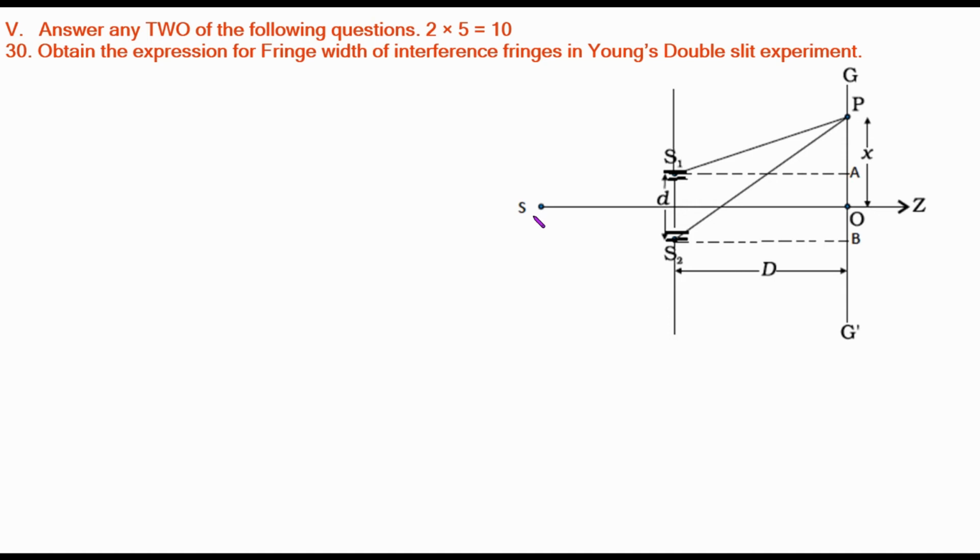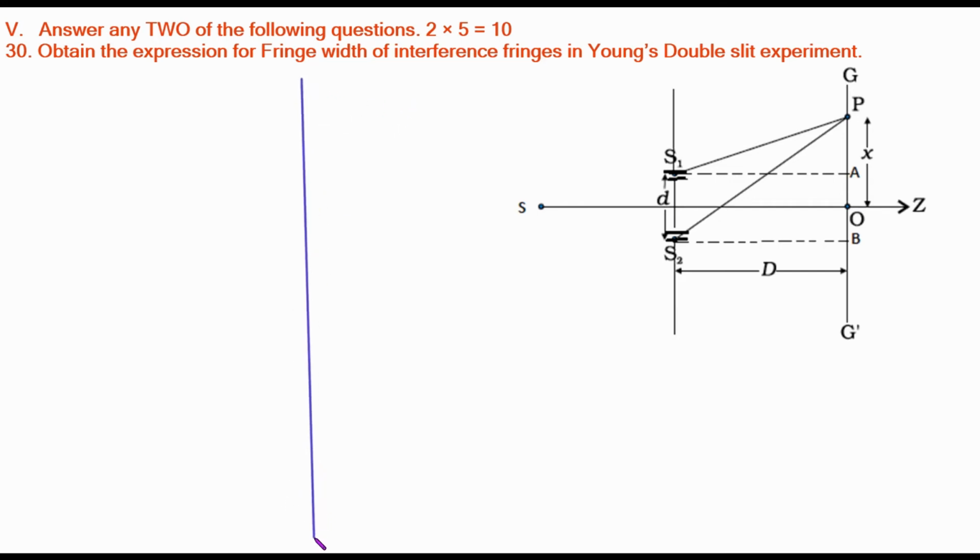Consider a source S emitting light of some wavelength. S1 and S2 are the two slits separated by a distance d. Light emitted from the source S is passing through the slits S1 and S2. A screen at a distance of D from the double slits is placed. Let the waves emitting from S1 and S2 superimpose with each other at a point P. The point P is at a distance of x from the center. So this much you need to write in the consideration.